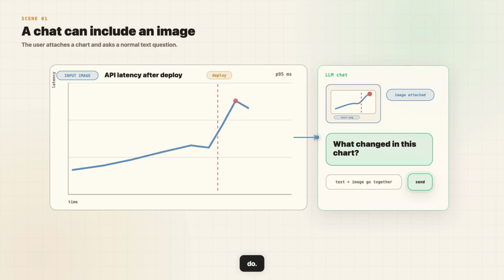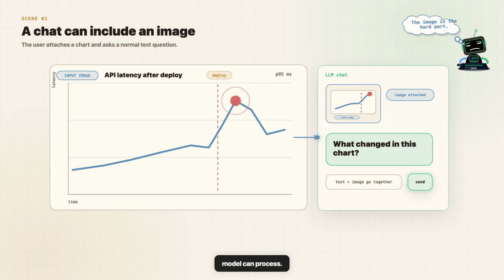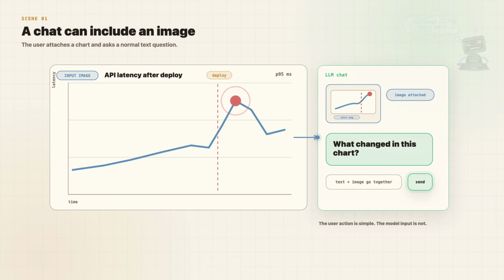It works with context, pieces of information arranged in a form the model can process. So the first mystery is this: how does this image become context? That is the thread we are going to follow. Not can the model see in the human sense, but something more mechanical: what has to happen to this chart before the LLM can use it to answer a text question.